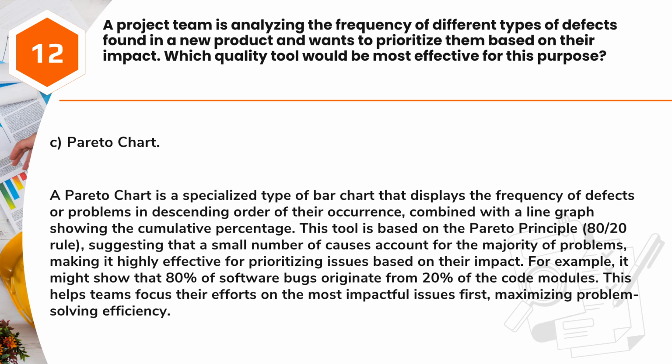For example, it might show that 80% of software bugs originate from 20% of the code modules. This helps teams focus their efforts on the most impactful issues first, maximizing problem-solving efficiency.